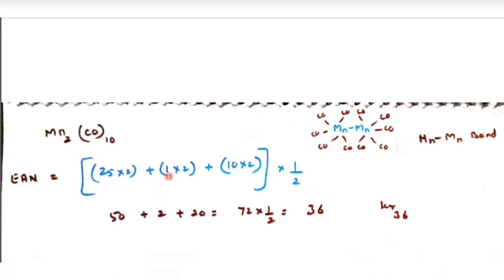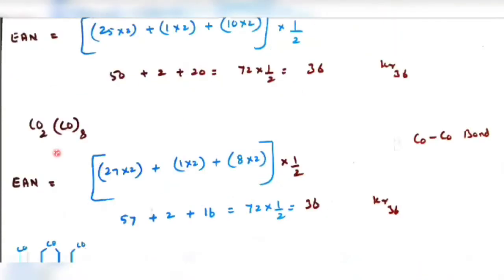And then it is only one sigma bond, that donates 2 electrons. So 2 into 1, 2. Then the unidentate CO ligands are 10, each donating 2 electrons, so 20. Total 72. The number of electrons around the central metal atoms is 72 into 1 by 2, 36. Krypton is 36.